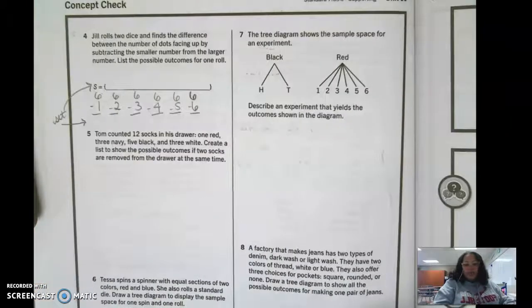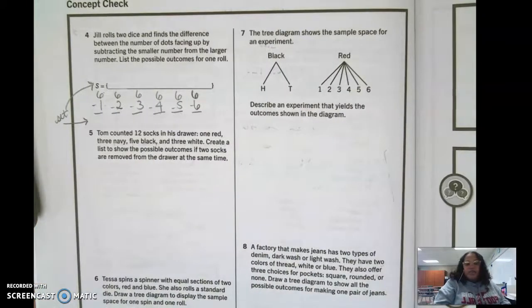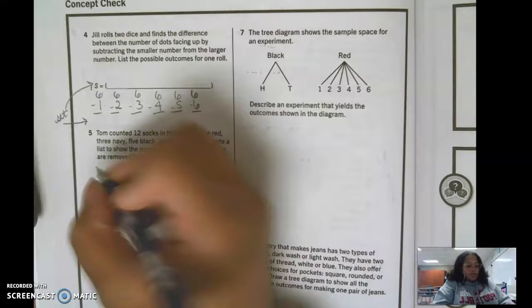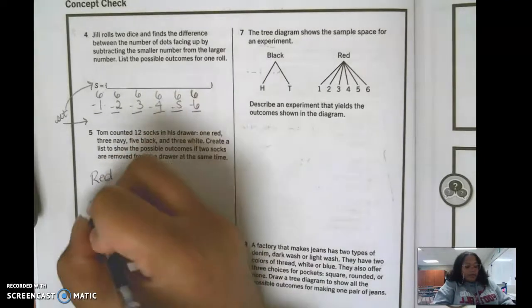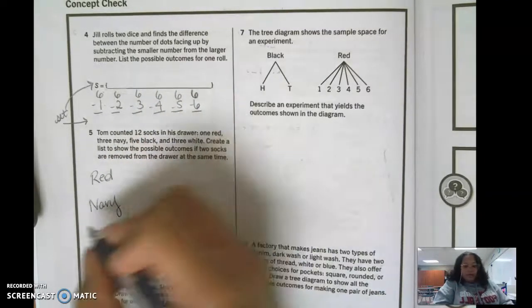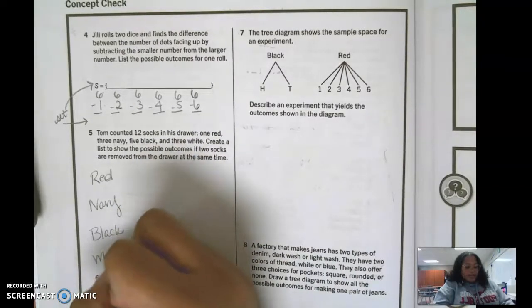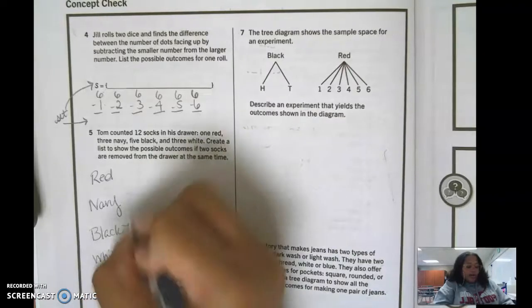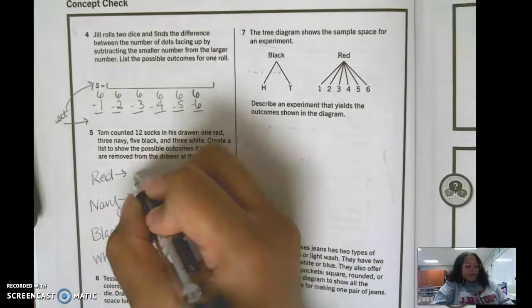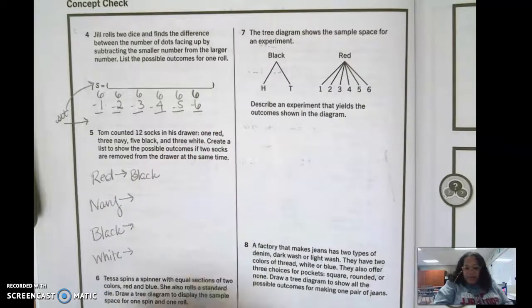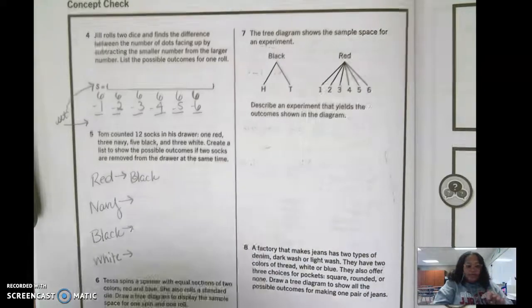Set, sample space, whatever. Tom counted 12 socks in his drawer: 1 red, 3 navy, 5 black, and 3 white. Create a list to show the possible outcomes if 2 socks are removed from the drawer at the same time. Start with red. Start with navy. Start with black. And start with white. Who can be paired with each? After I say red and black, I can't say black and red again. It's a little fun fact.